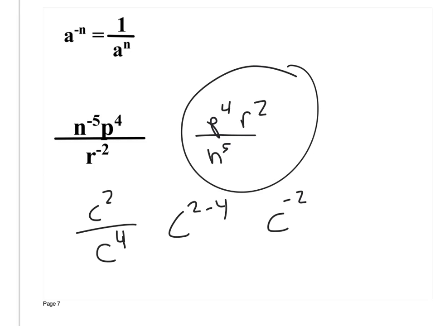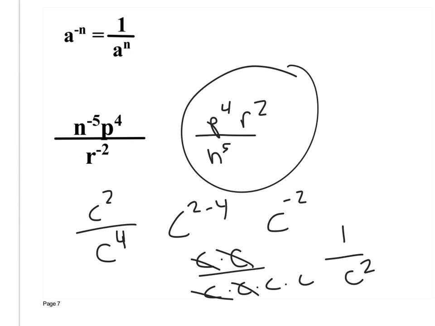Well, let me illustrate this with just writing out the c. So c squared is c times c, right? And c to the 4th is c times c times c times c. That one cancels out that one, and that one cancels out that one. So I've got 1 over c squared, right? Well, isn't that what I get right here, c to the negative 2? Yeah. Aren't they equal? Because c would be left on bottom, that's why if it's a negative exponent, you have to flip it to the bottom. Does that make sense for you?